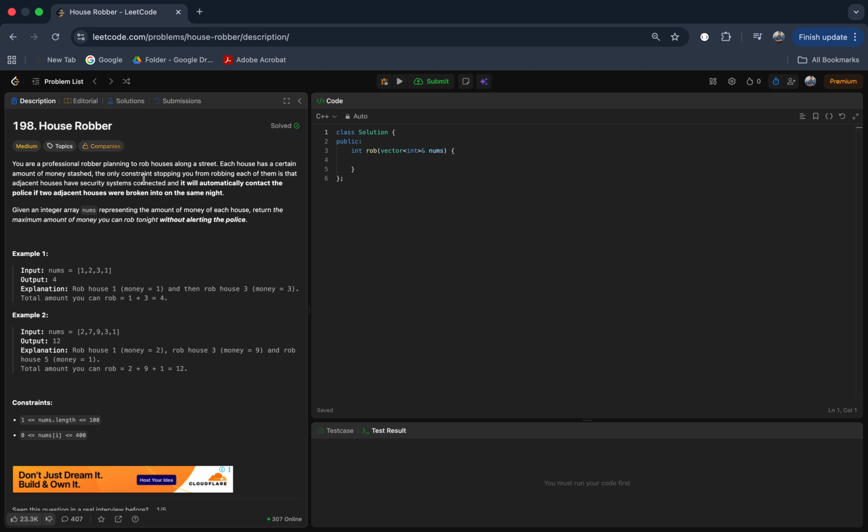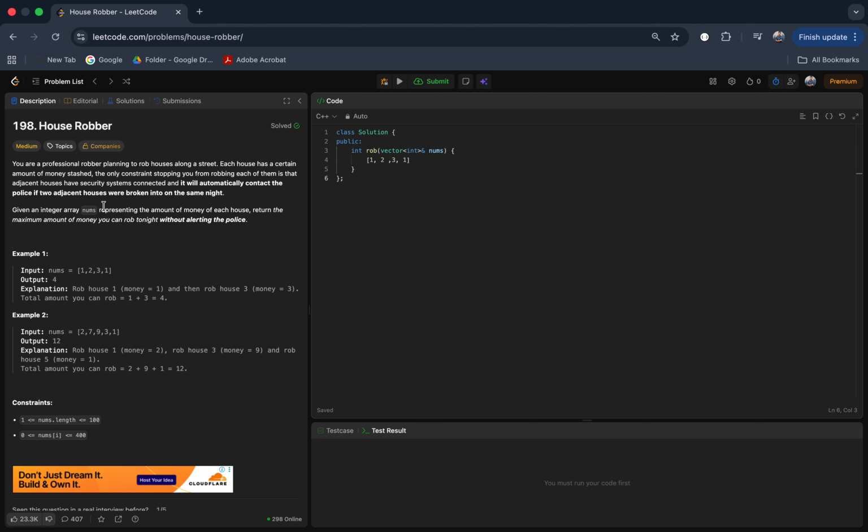So given an integer array representing the amount of money in each house, return the maximum amount of money you can rob tonight without alerting the police. What the question is saying is that it has given us an array, and in the array there are a total of four houses. So in the four houses, how much money can you collect?